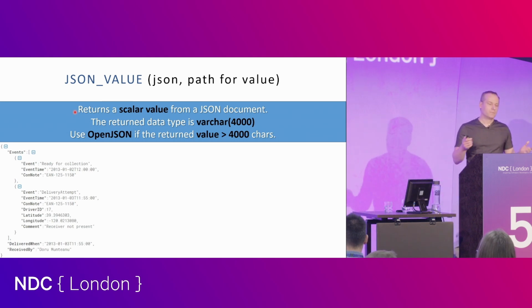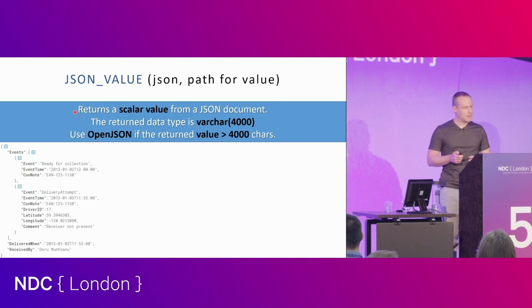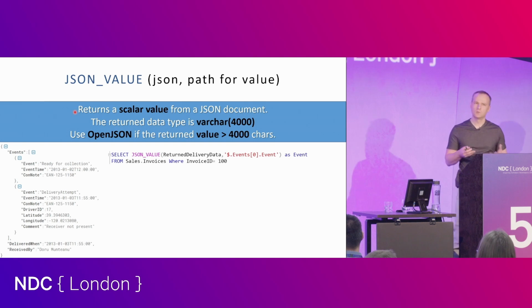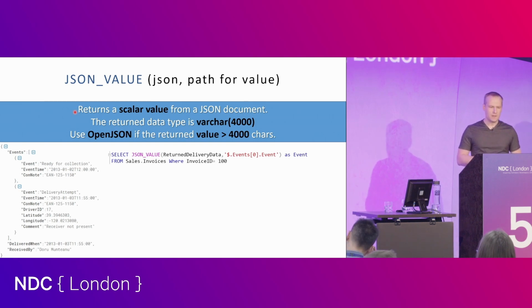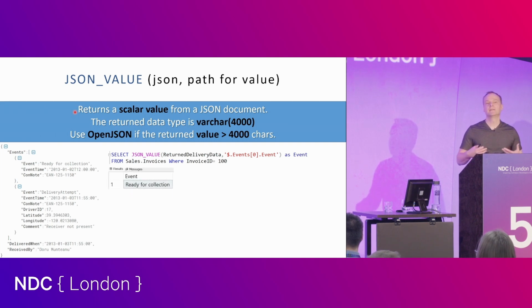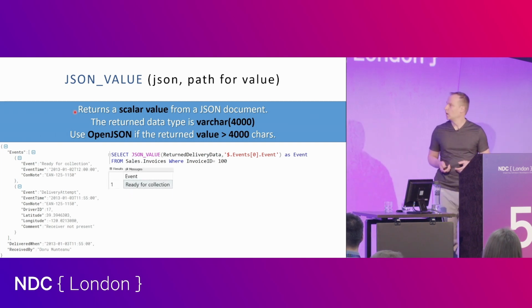So now, with the JSON object, we could not retrieve the event here. With this one, we should be able to do that. So in here, as you can see, I am using the JSON_VALUE. return_delivery_data is the name of the column, and I have the path, which is events 0 event. And that actually gets the string of the scalar value for the event object.